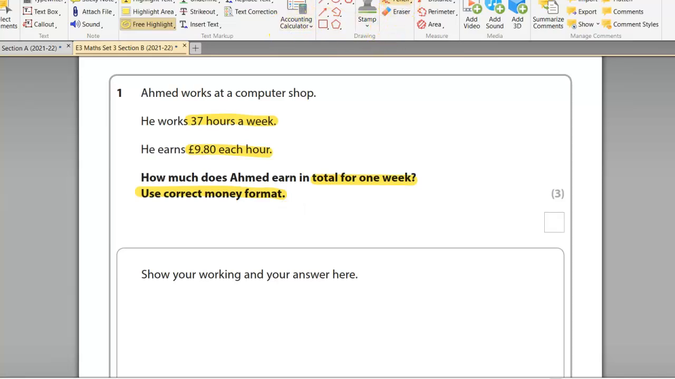Now, they haven't put that last sentence there accidentally. It's very important. There are 3 marks for this question, and one of those 3 marks is going to be given to you only if you use the correct money format. So they want to see that you can write money properly. So if it's 37 hours a week and it's £9.80 each hour, they want you to do 37 times 9.80.